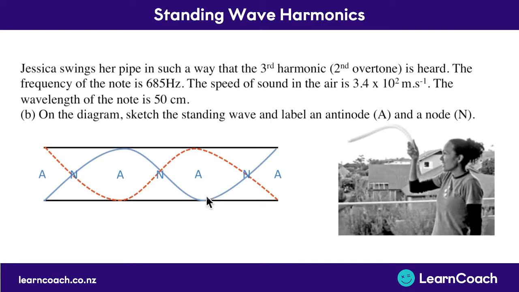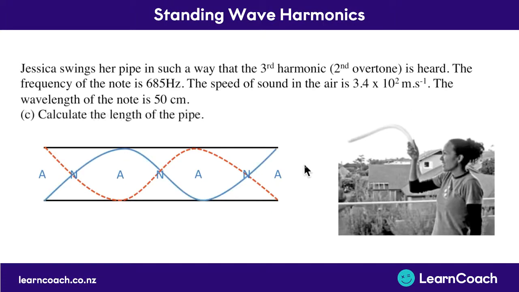Now when you're actually drawing these in your exams, you only need to draw one of these lines, either the red or the blue, or you can draw both, but you only need one to get the points. And in this case, you'd only need to label 1 antinode and 1 node to get full marks as well. But just to be on the safe side, I've labeled all of them.